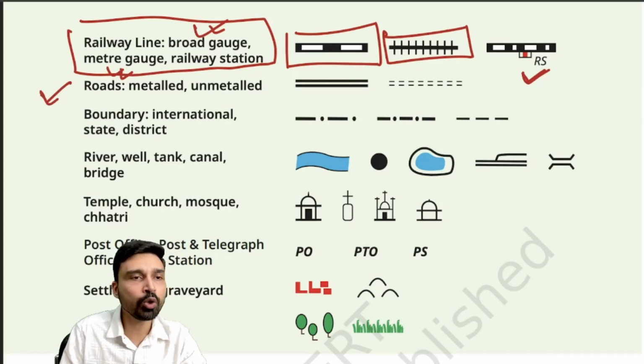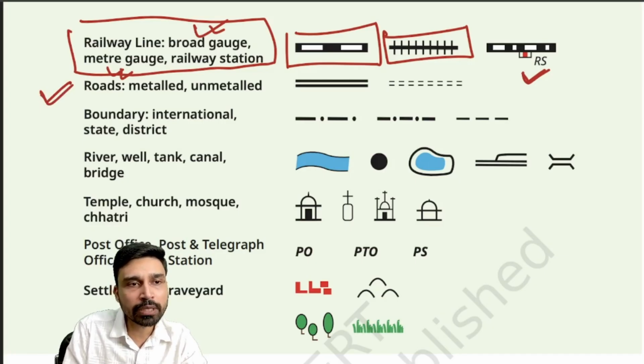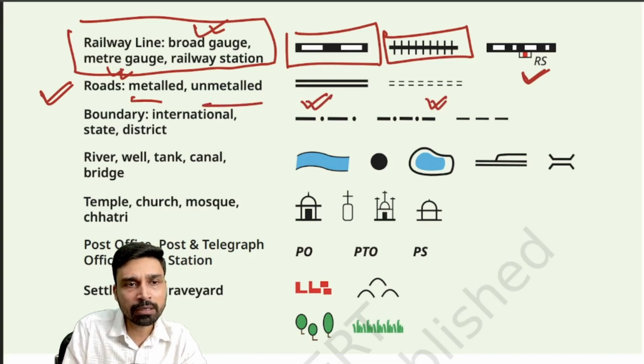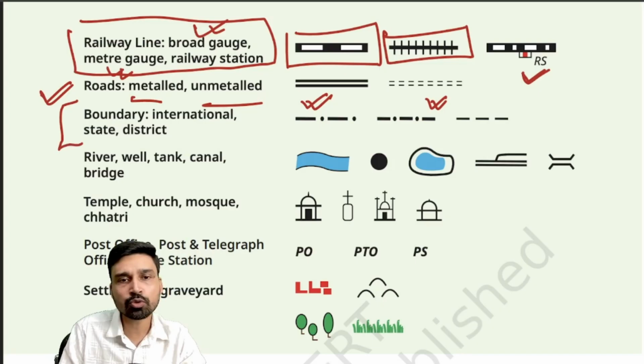Similarly, we also have roadways. Roadways again can be of two types, metalled and unmetalled. In the urban areas, generally you have metalled roads, while many rural areas have unmetalled roads, also called kacha roads. A metalled road is simply represented by two parallel lines, while the unmetalled road is represented by a dotted line. Now, boundaries are also of different types.